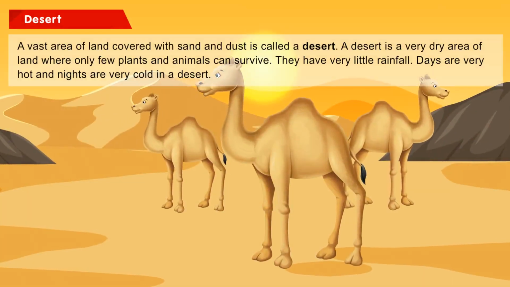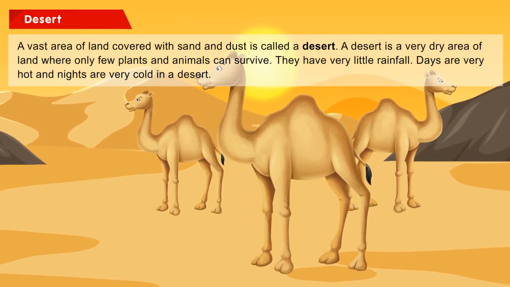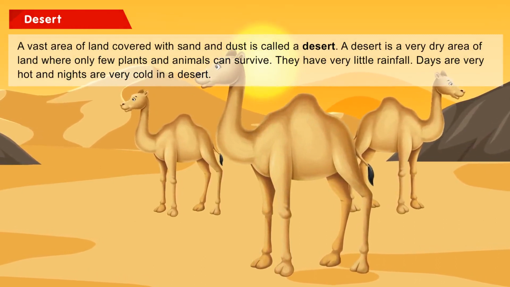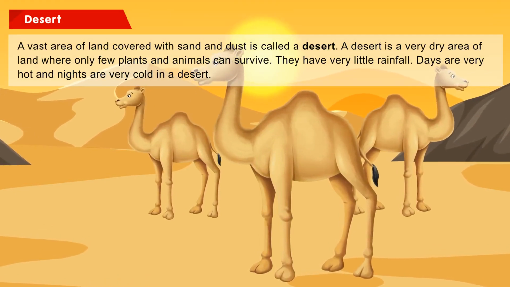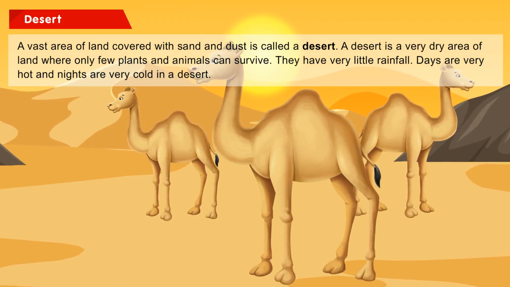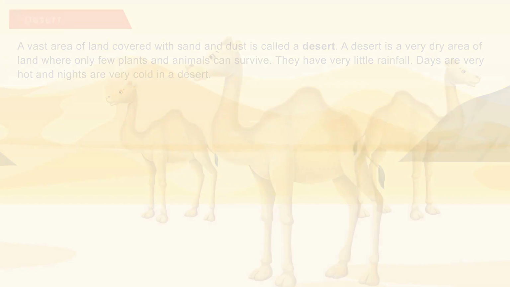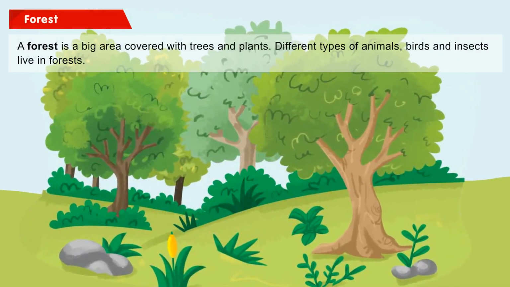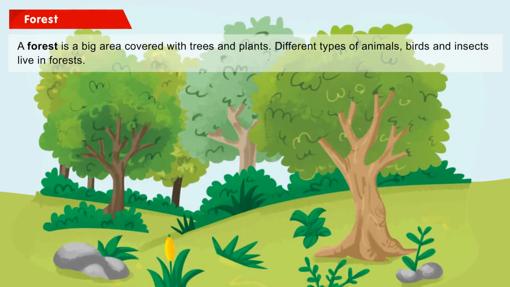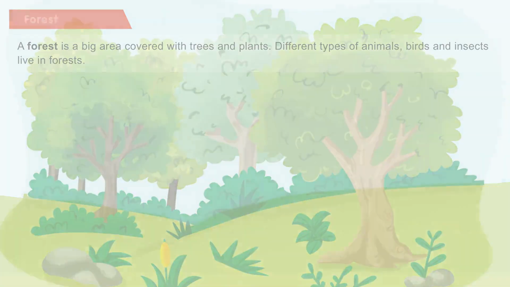Desert. A vast area of land covered with sand and dust is called a desert. A desert is a very dry area of land where only few plants and animals can survive. They have very little rainfall. Days are very hot and nights are very cold in a desert. Forest. A forest is a big area covered with trees and plants. Different types of animals, birds and insects live in forests.